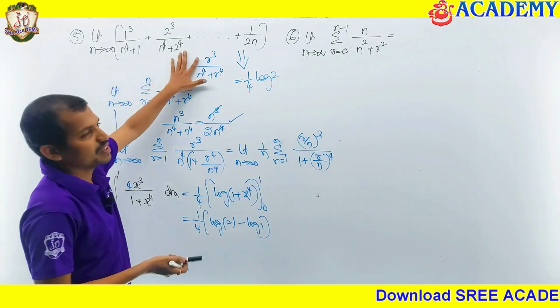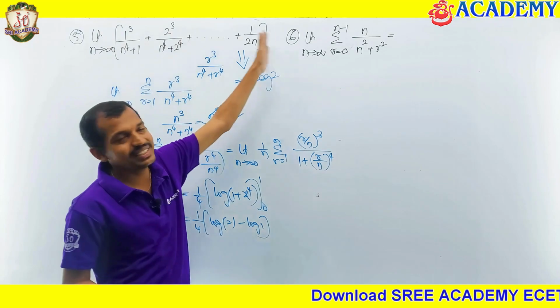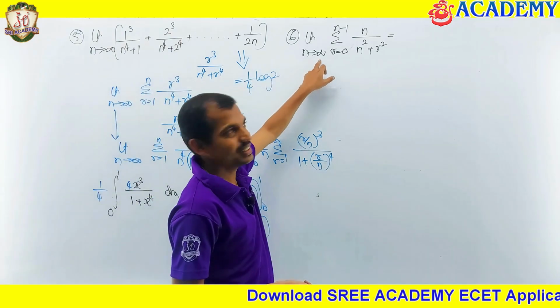This is a summation of limit. Just as I said, indirectly we will give it as limits, or directly we will give like this, whatever the form we are learning.